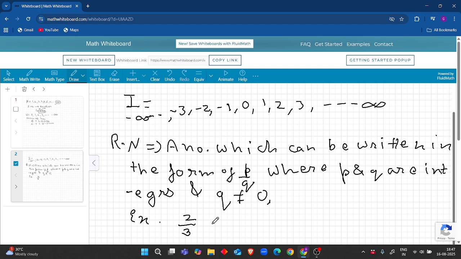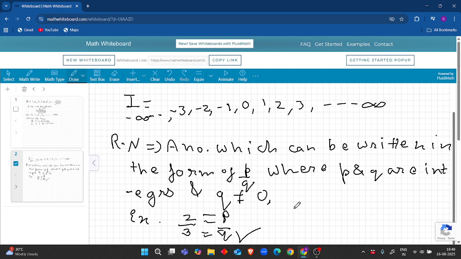Okay, so in order to check whether it is a rational number or not, we go to the definition and check. Is it a number which can be written in the form of p by q? Yes, it can be written in the form of p by q, where p is equal to 2 and q is equal to 3, where p and q are integers. Yes, 2 and 3 are integers here, and q is not equal to 0. Yes, 3 is not equal to 0, so that's why it is a rational number.